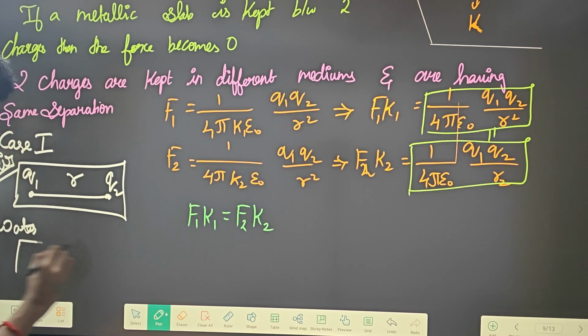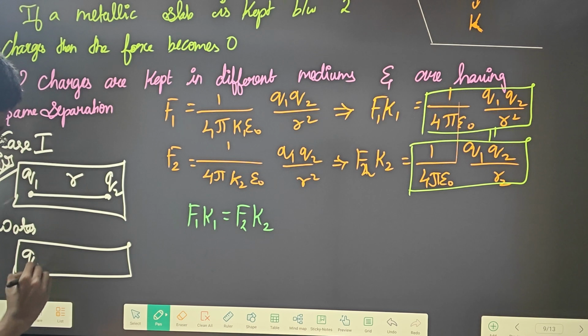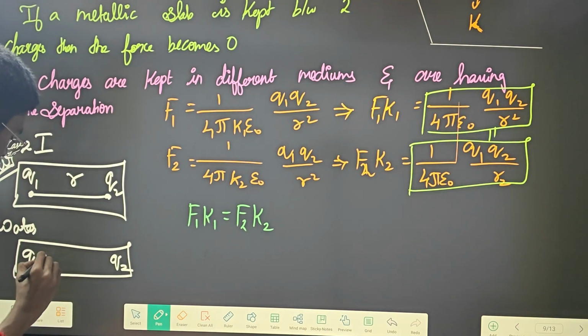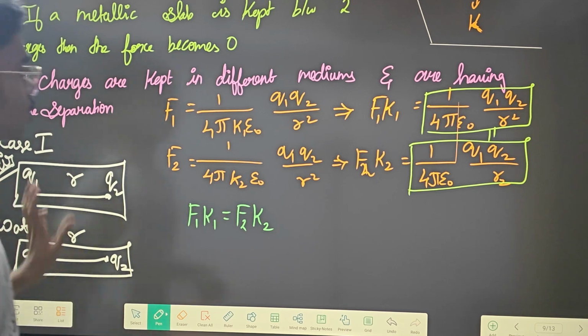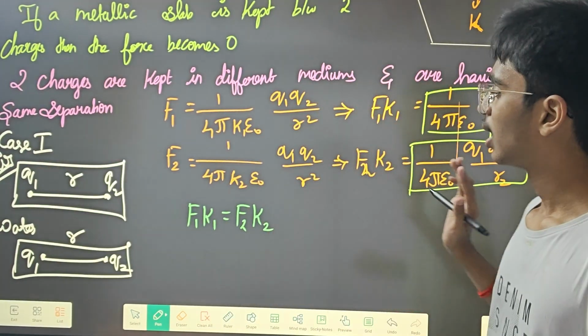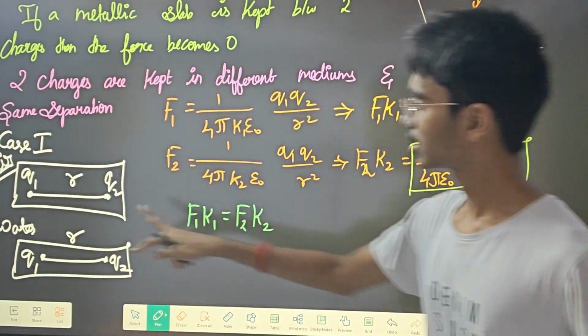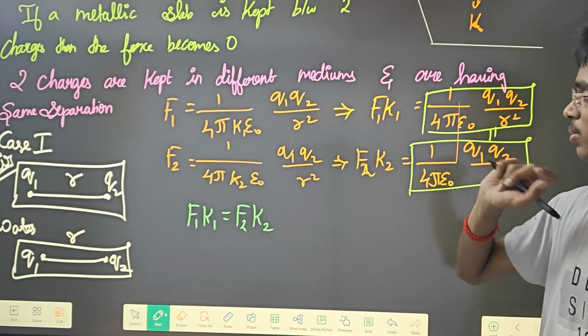So here in water also, this is q1 charge, same q1 charge, and then q2 charge. This is also the same distance, which is r. Okay, so that is what they are saying. Two charges are kept, but they are having the same separation. And see, here also r, here also r, right? So that is what the same separation is.